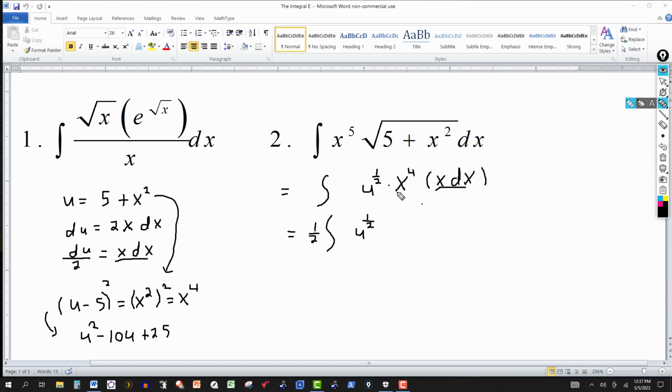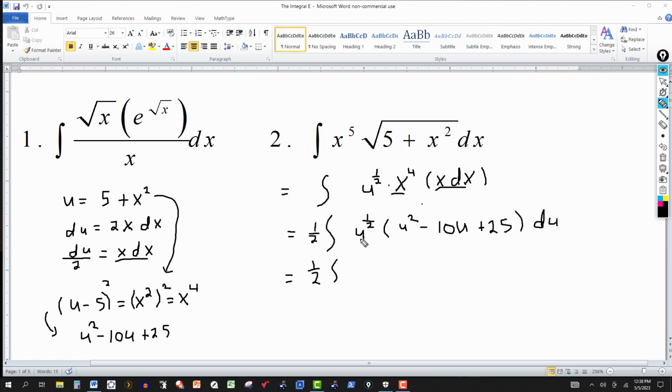So let me just move this over here then. Right in here, in place of the x to the 4th, I can replace that by what I got right here. So this will be u squared minus 10u plus 25 du. We continue with pretty much algebra for right now, because what we have to do now is multiply through by u to the 1/2. We don't want to integrate this expression the way it is, so we want to write it as a power expression.